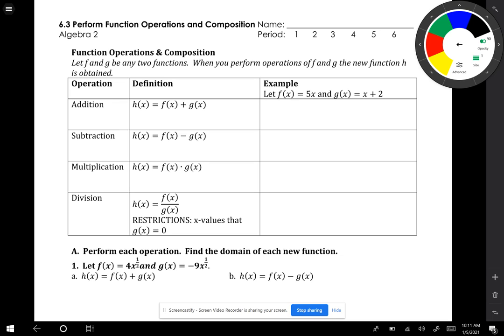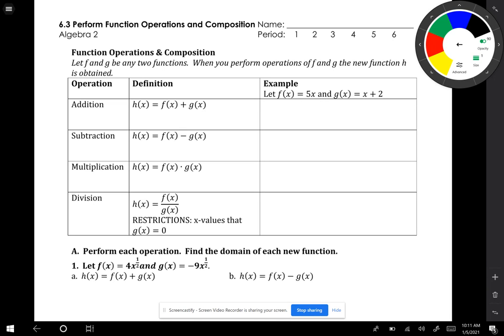Hello, Algebra 2 students. Today we will be doing 6.3 notes, perform function operations and composition. Let f and g be any two functions. When you perform operations of f and g, the new function h is obtained. So we are going to learn how to add, subtract, multiply, and divide functions.